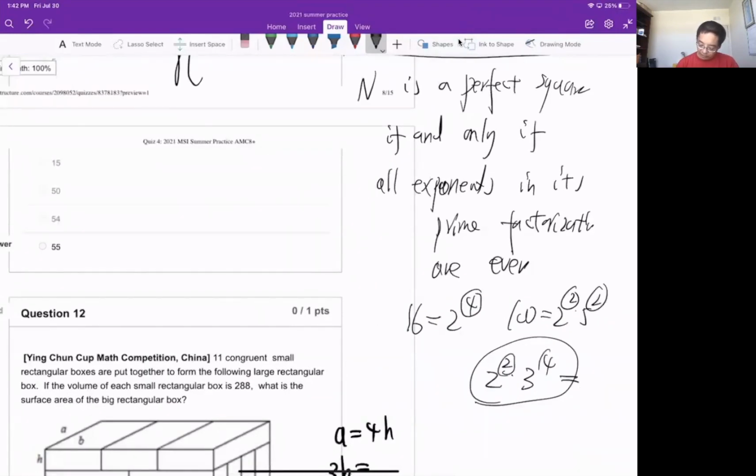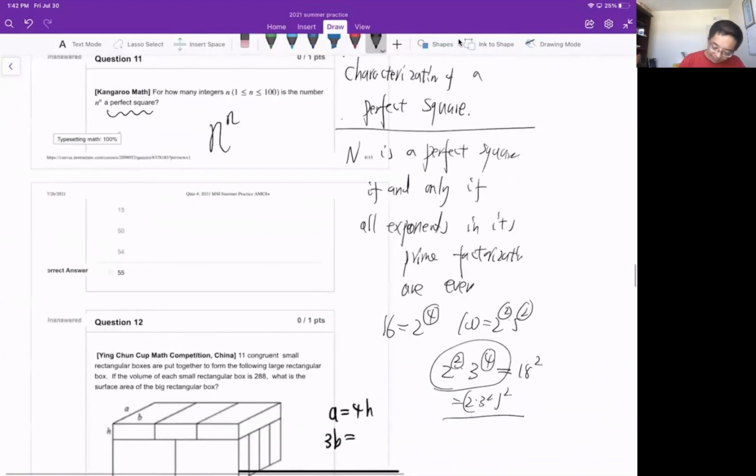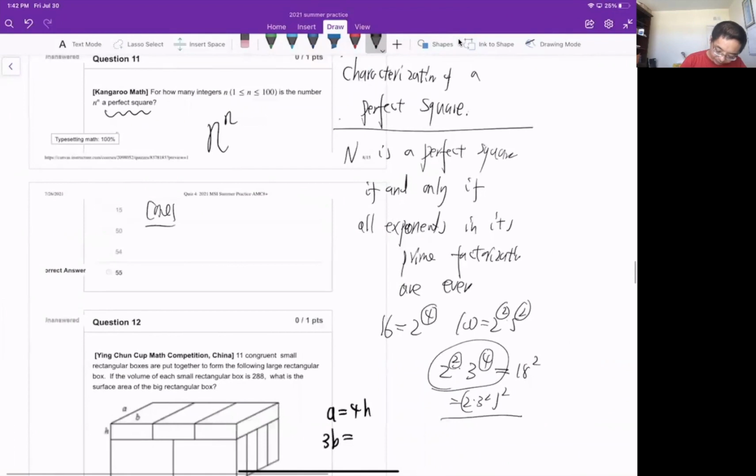So if the exponents are 2 and 4, we know this is just 18 squared. So 2 times 3 squared, and then squared. So they're just 18 squared. Okay, so this is how we characterize a perfect square. And therefore, you see case 1: if n is even, then n to the n, the power, is automatically even, regardless of what n is. When you write the prime factorization, the exponents are already even, so this is okay.